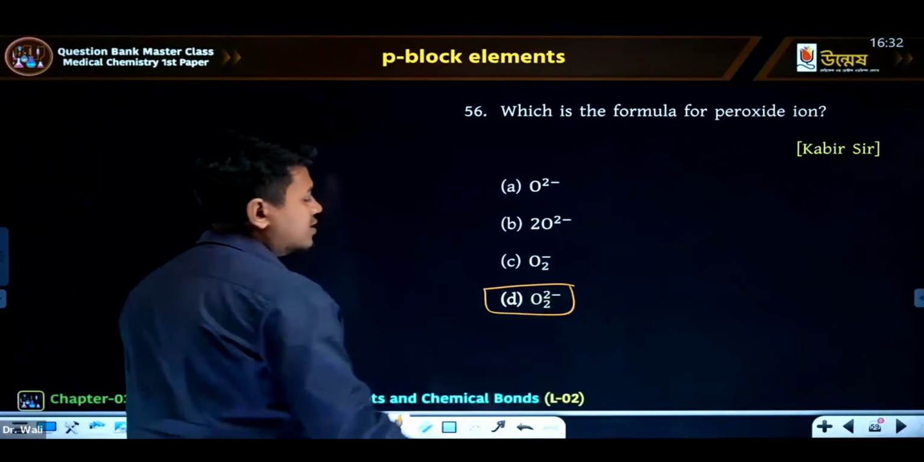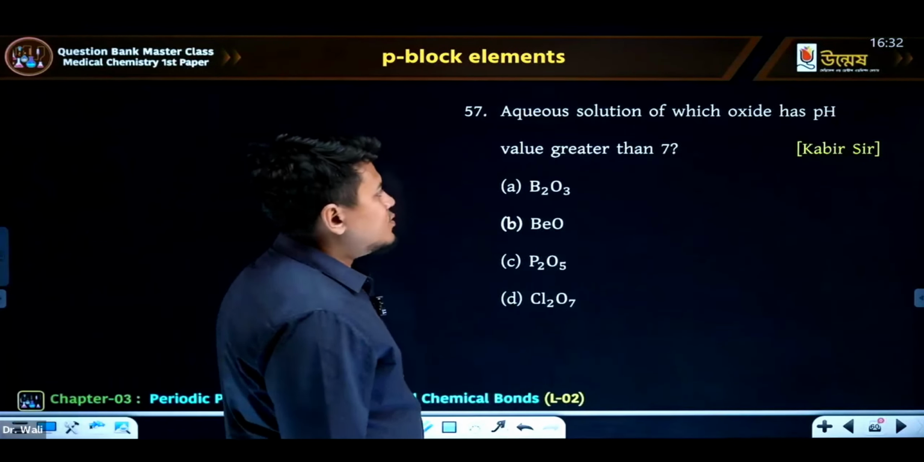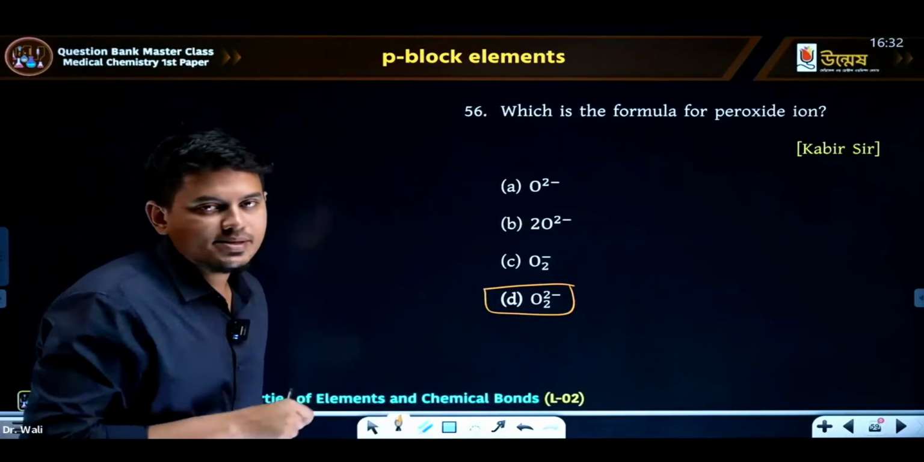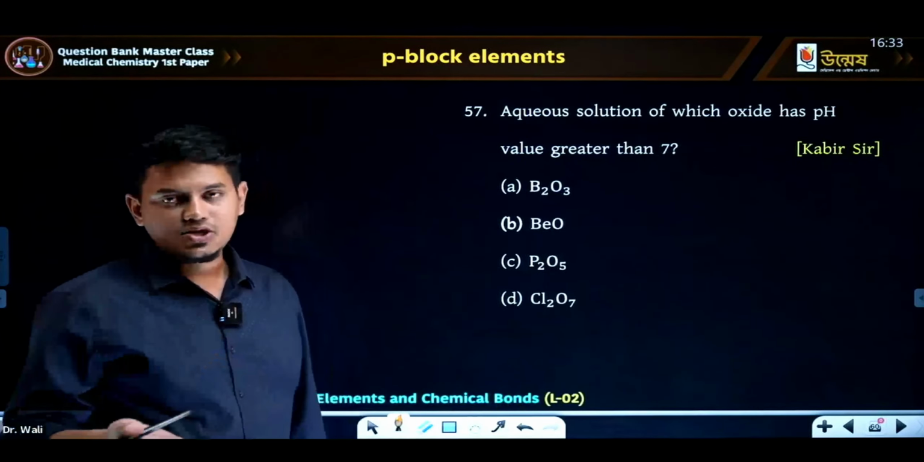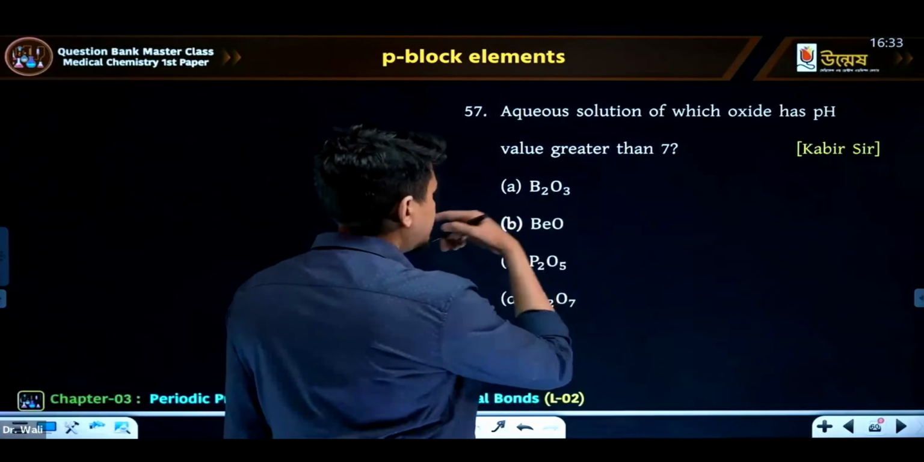The peroxide ion formula would look like this. Aqueous solution. Why would it look like this? Because the oxidation state of a single oxygen atom will be -1. Aqueous solution of which oxide has pH value greater than 7? Greater than 7 means it is alkaline in nature. So which one is basic or alkaline in nature?